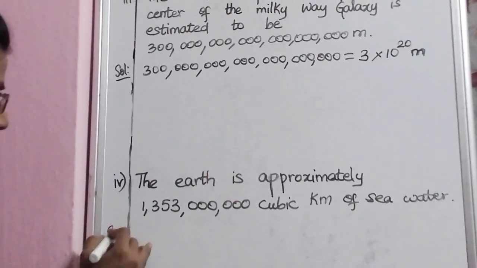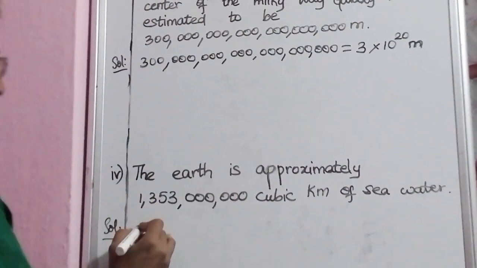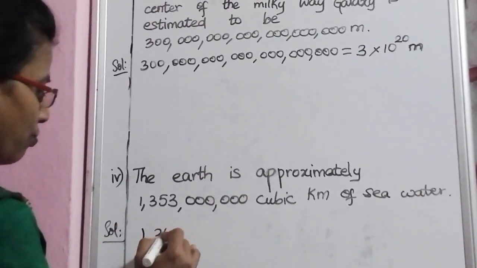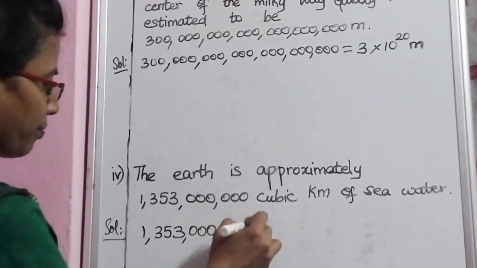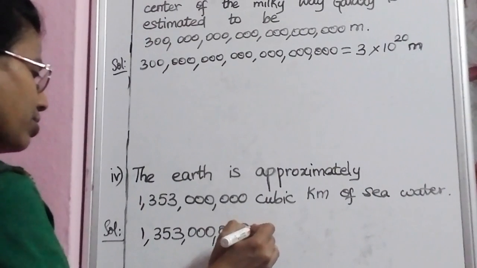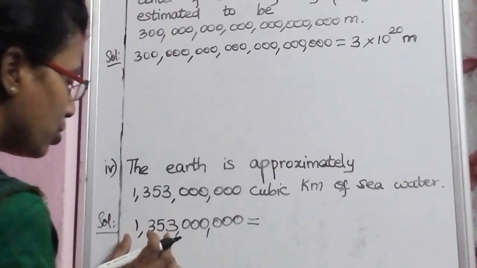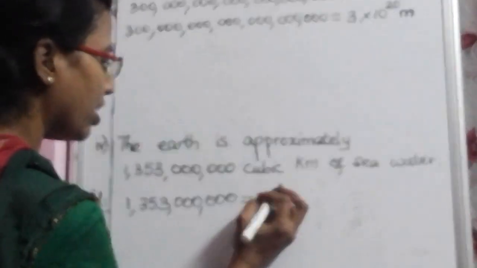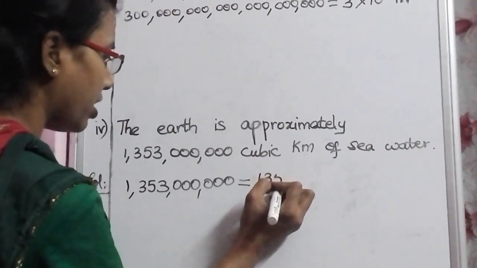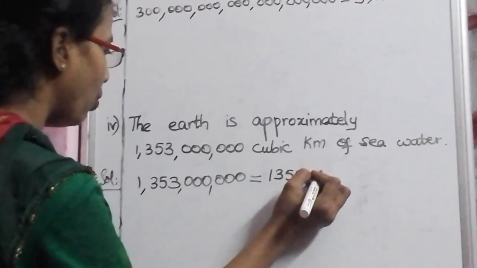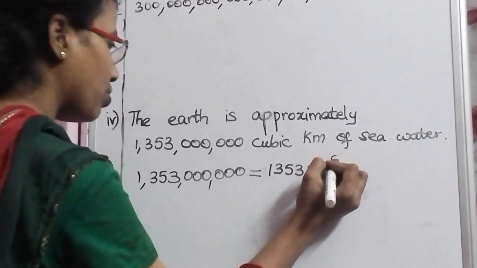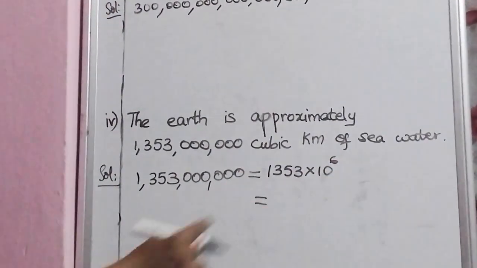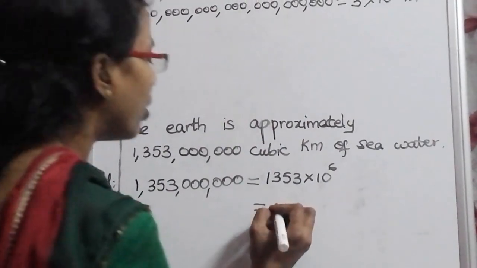So let's copy the number which is given here. 5, 3, 1, 2. This much is given. So let us write this. 1353 into 10 to the power, count. 1, 2, 3, 4, 5, 6. 10 to the power 6. Is this the standard form? No. Very good.